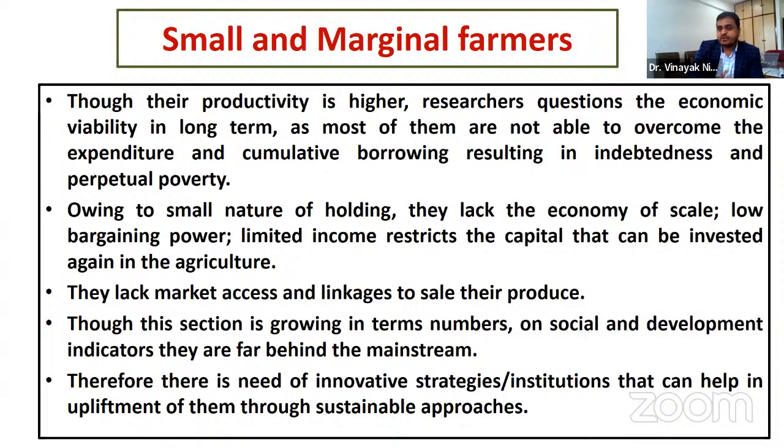Moreover, because of their small holdings, they have problems of economy of scale. Whether they have 1 quintal or 2 quintals, they have to pay for the same transport vehicle as for 20 quintals, so there is no economy of scale. They don't have bargaining power. There are limited resources that restrict their capital investment in agriculture. Market assets and other linkages are limited for this population. Owing to all these factors, small and marginal farmers are low on social and development indicators compared to mainstream farmers, even compared to their urban counterparts.